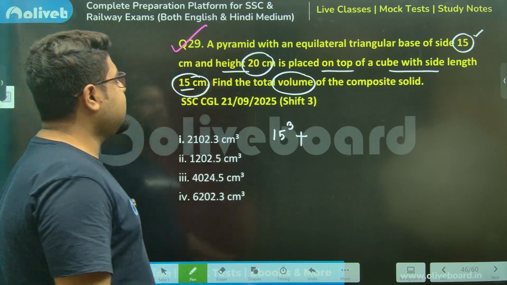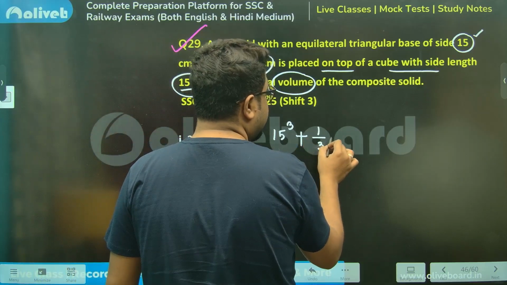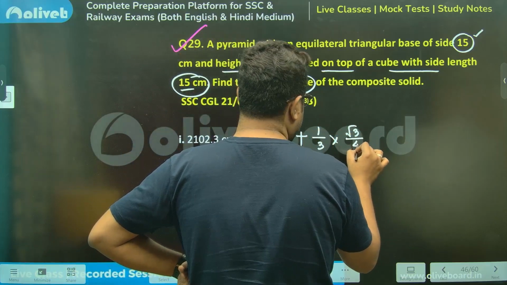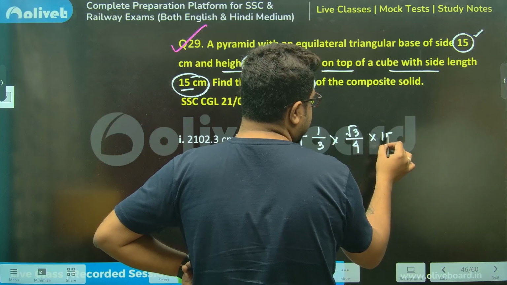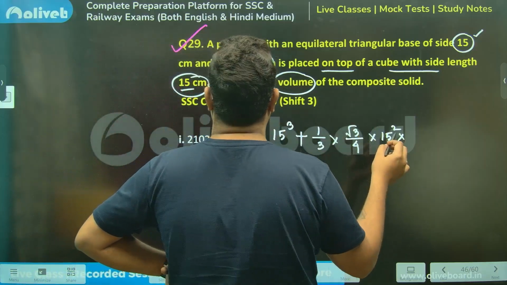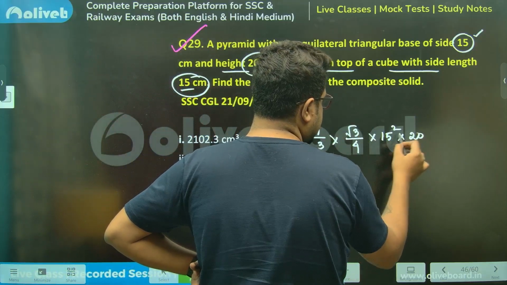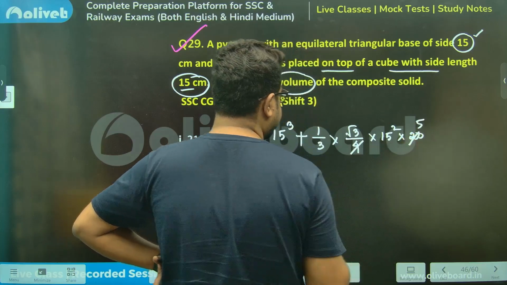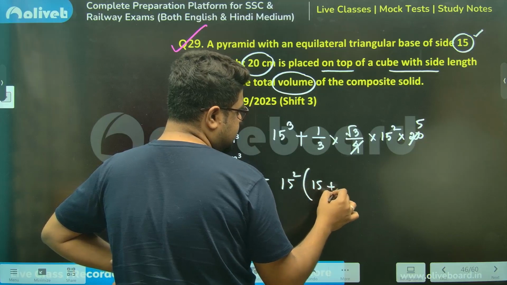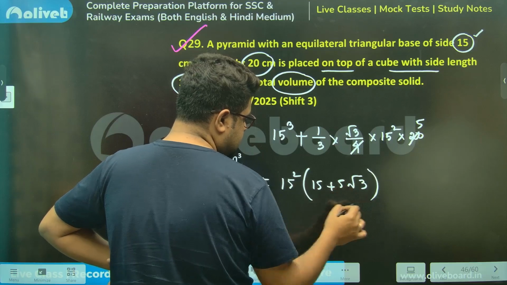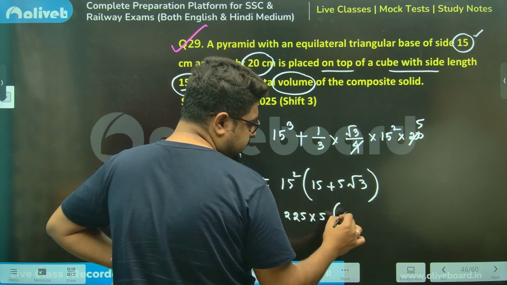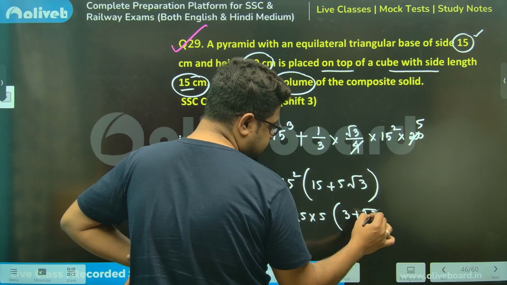This will be 1/3 of an equilateral triangle of this: √3 by 4 into 15 square into, sir, height is how much? 20. Done. 5. Sir, take 15 square common. This is 15 plus 5 √3. So this is 225. Another 5 I can also take common, so 3 plus √3.